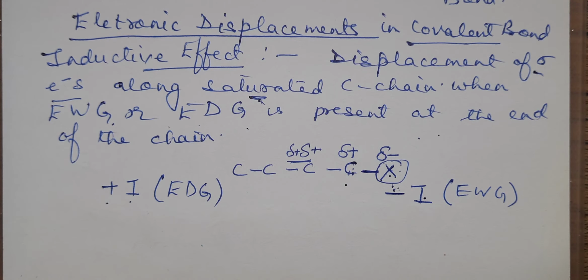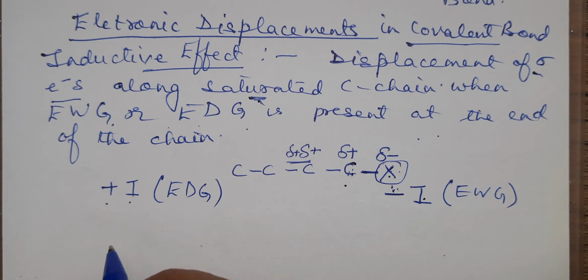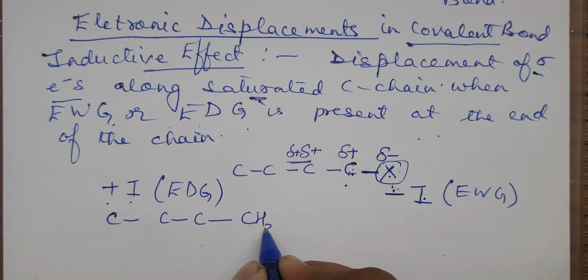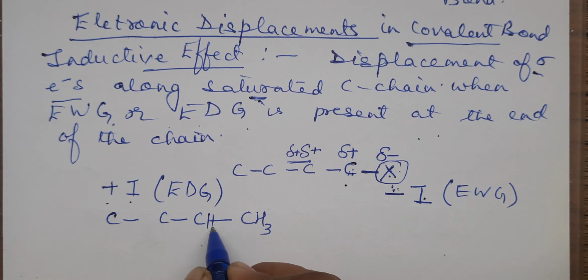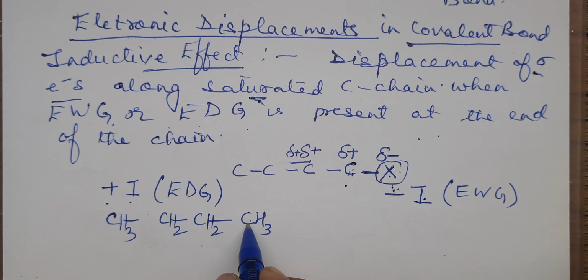The group which is withdrawing electron toward itself tries to get a negative charge, so that is minus I. And if it is donating, it is plus. Let me take an example of the donating. Suppose you have only a carbon chain, right? There is a terminal one which will have methyl, this will have CH2, this will have CH2, this will have CH3 and so on, right?